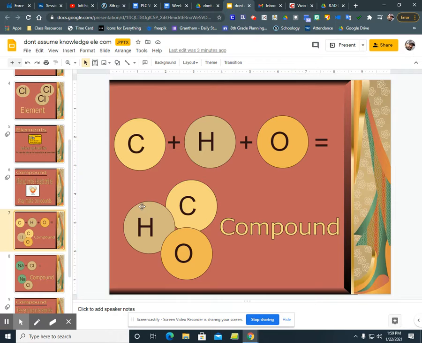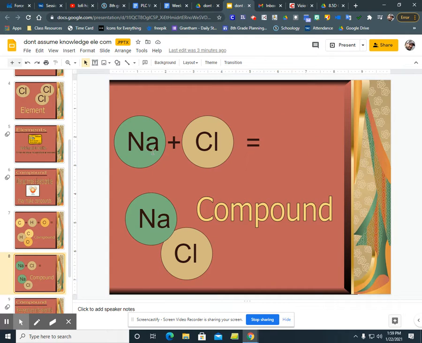If we look here, here's another example. We have the elements carbon, hydrogen, and oxygen. When they chemically combine, when they react, they make a compound. Here's another one. We have Na, sodium, and Cl, chlorine. When they come together, you have two elements that makes a compound.